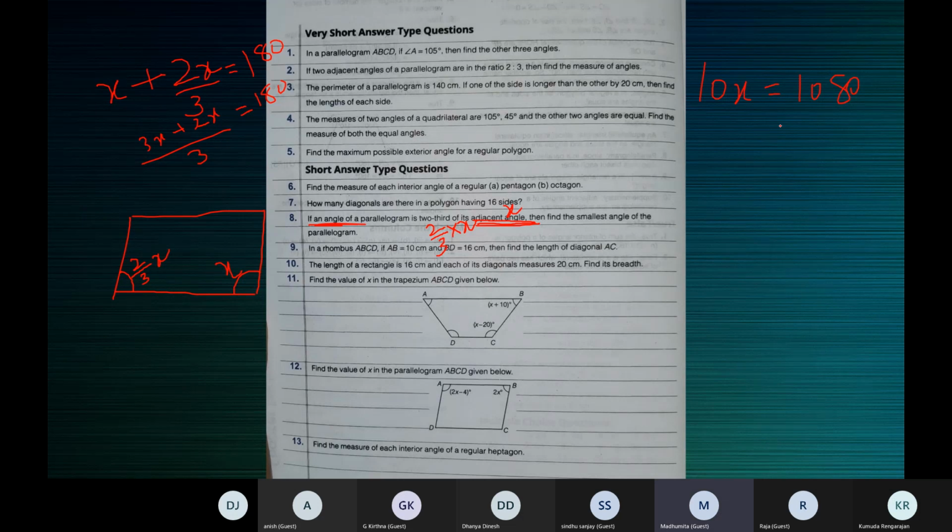Ma'am, I have a doubt in the equation for this method. First we get x plus 2x by 3 is 180 degrees. Then how do we get 3x in the next step? LCM, here x is by 1, right? So the common denominator is 3. But the denominator here is 1. So we have to multiply 3 to both the numbers, x and 1. You should multiply the numerator and denominator by 3. Okay, ma'am.